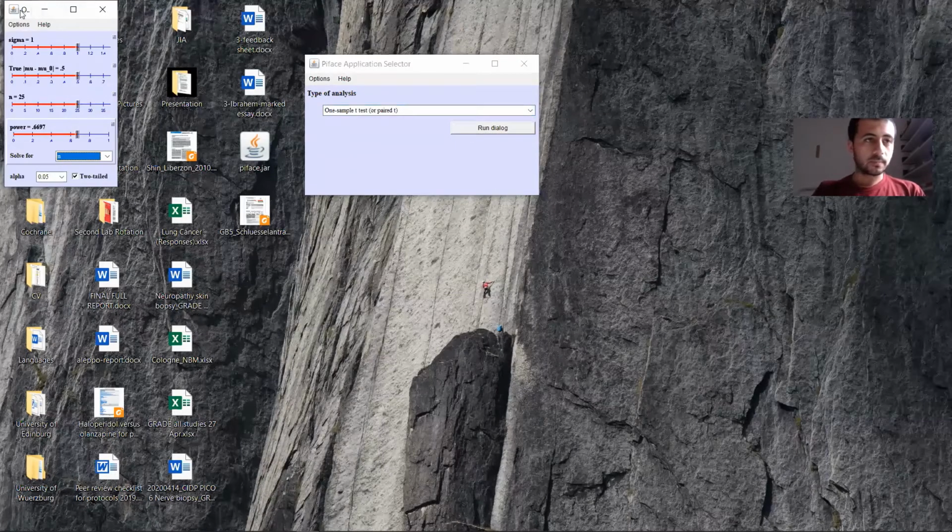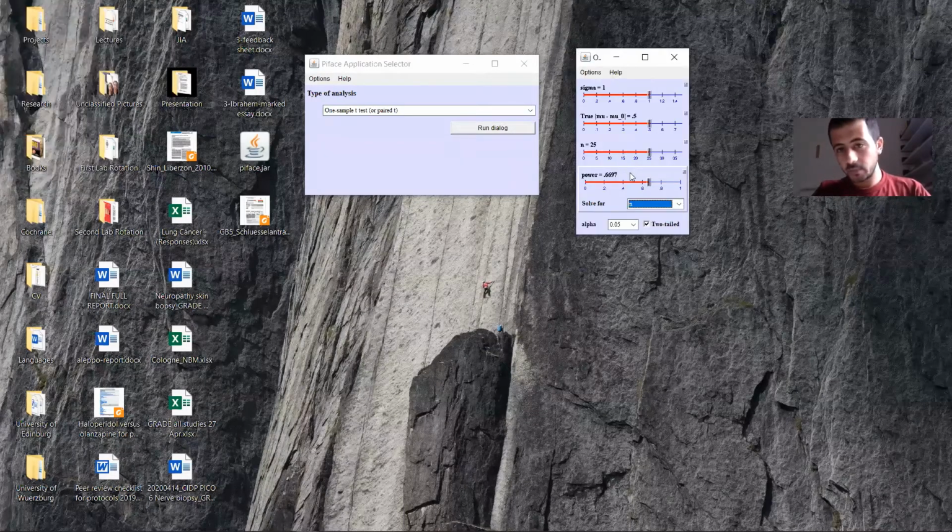run. Okay, so we have new stuff in here. Of course, we will have the power. Of course, we will have the n. Of course, we will have the alpha. Of course, we will have two tail or one tail.